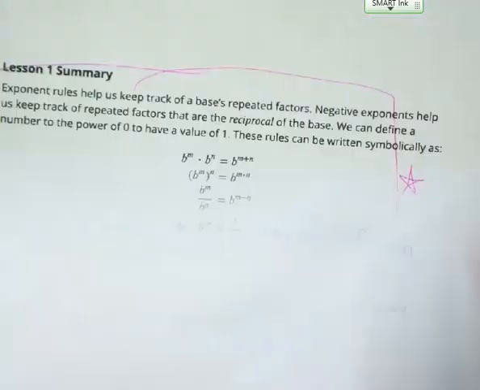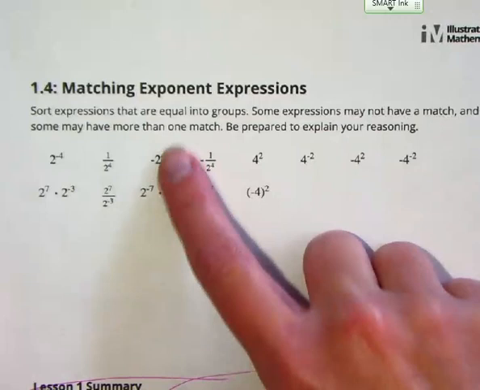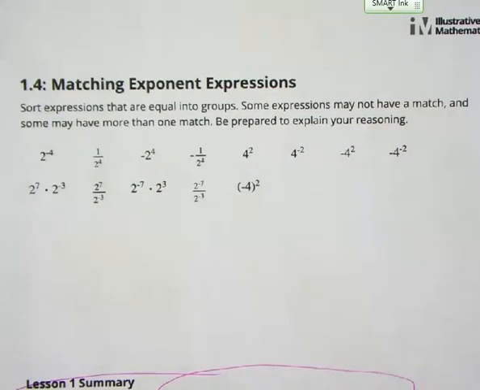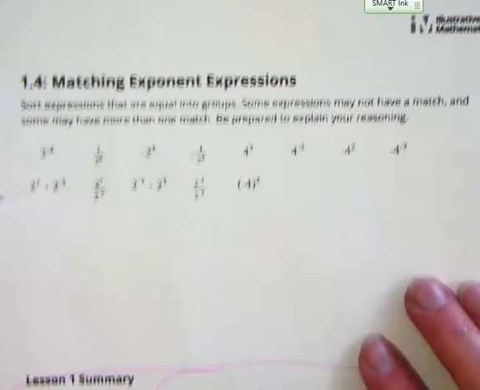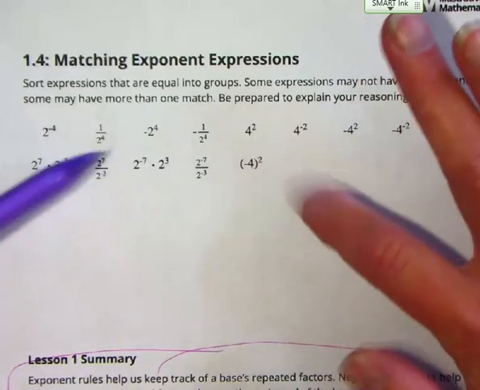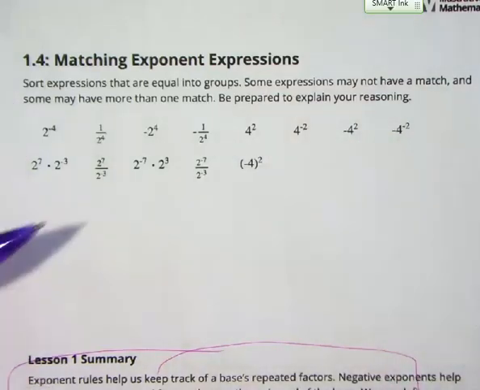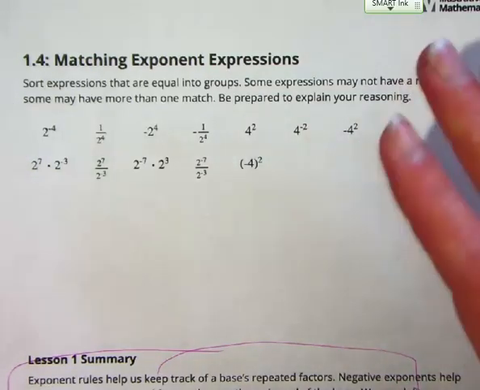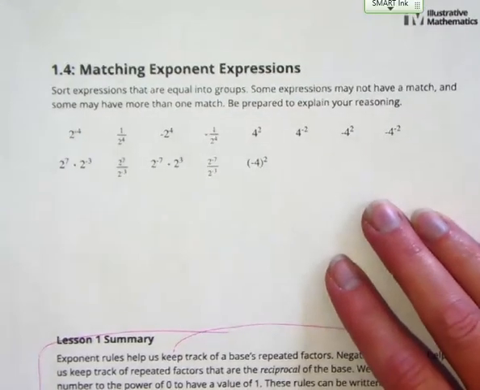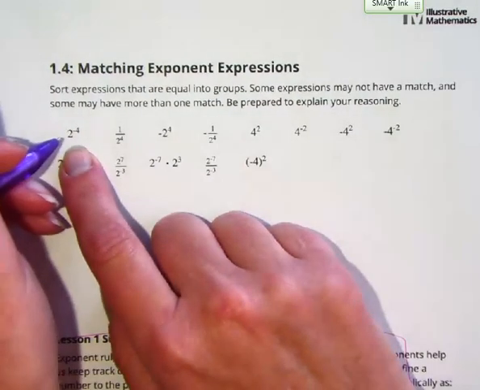Alrighty. Our last part that we have here, section 1.4, asks us to sort expressions that are equal into groups, and some may not have a match and some have more than one match, so we should be ready to think about what that might be. All right, so I'm going to have some different values here. Our first quiz that we have is really just rewriting some of these things into other equivalent ways. So we're going to rewrite these in a couple different ways and then see which ones we can group together. Okay, so I'm going to start with the very first one.